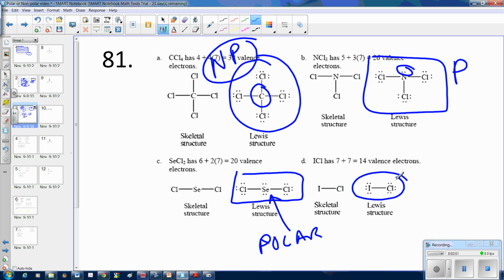This one. Go right to rule 3, or the third thing I asked, since it's only made of two elements. Are the elements different? If they're different elements, automatically one's going to be more electronegative than the other, causing the molecule to be polar. So in this case, this molecule is polar because it's made out of just two atoms. 1, 2, and they're different. Next one.